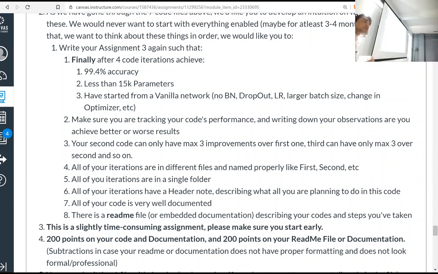Now every time you can change as many steps as you want, but you have to make four codes. The final code is 15,000 parameters, 99.4% accuracy, 15 or fewer epochs. The first code is the basic model.